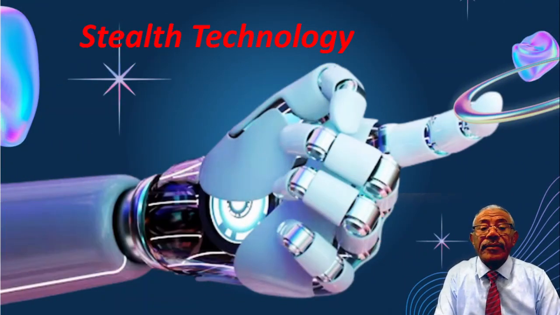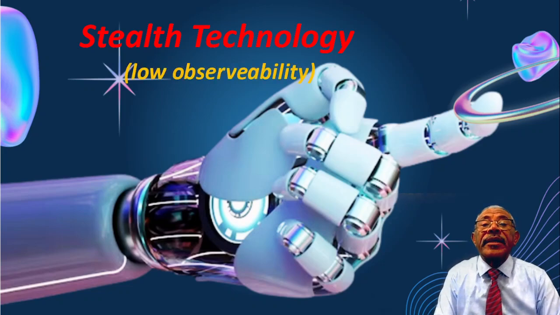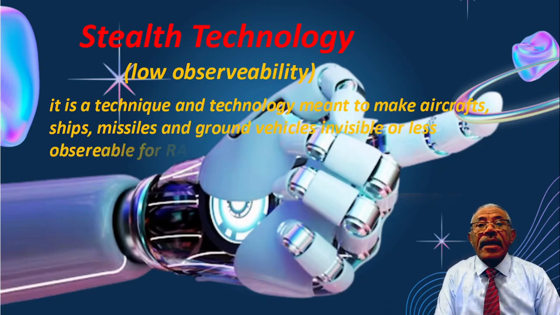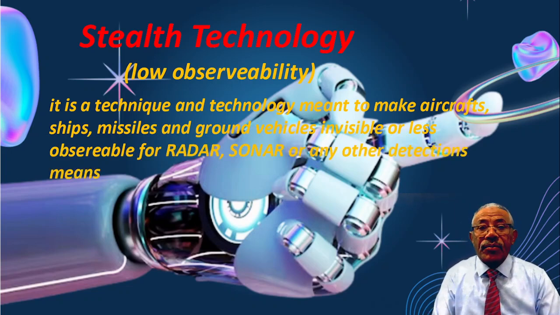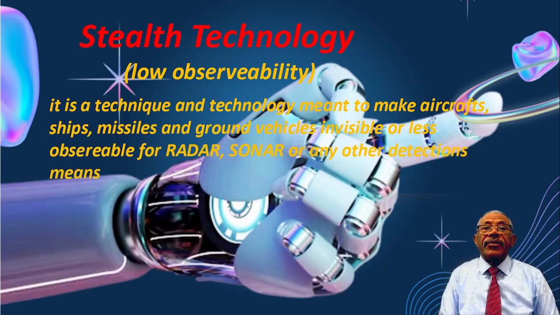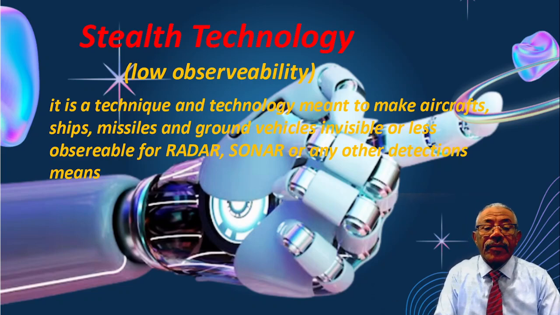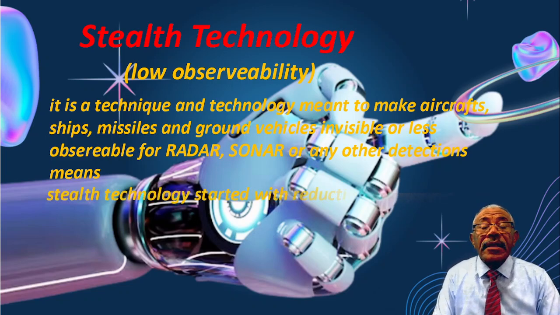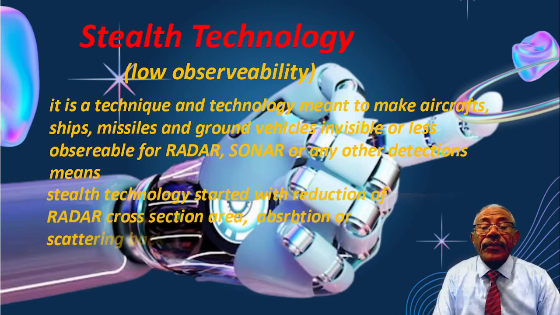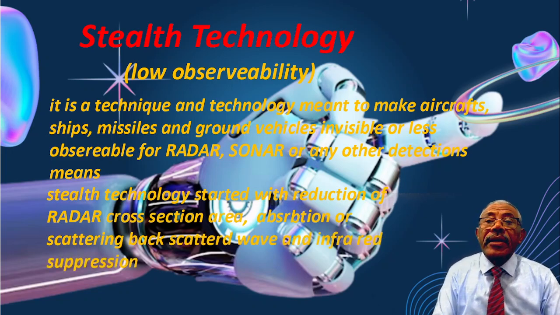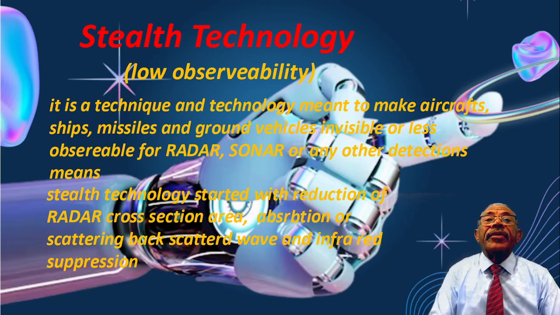Stealth technology, sometimes called low observability, is a technique and technology meant to make aircraft, ships, missiles, and ground vehicles invisible or less observable to radars, sonars, or any other detection means. Stealth technology started with reduction of radar cross-section, backscattering or absorption, and infrared suppression.